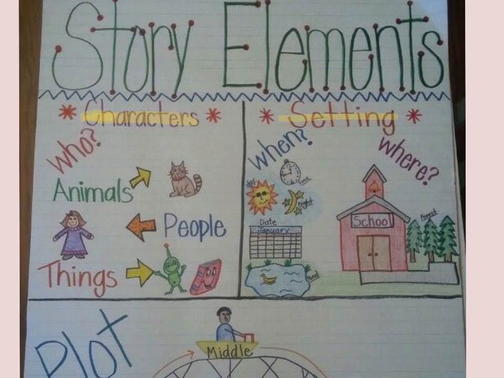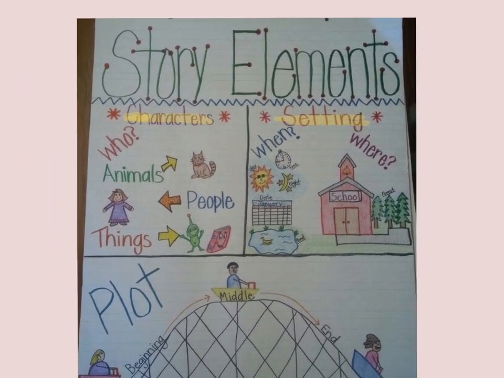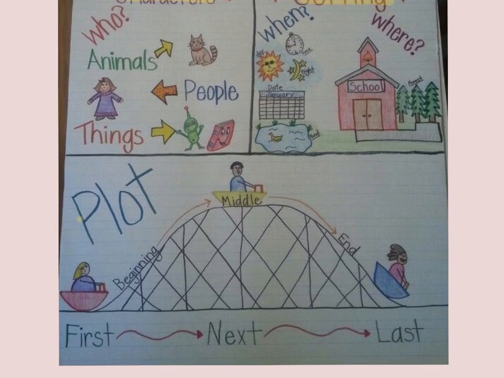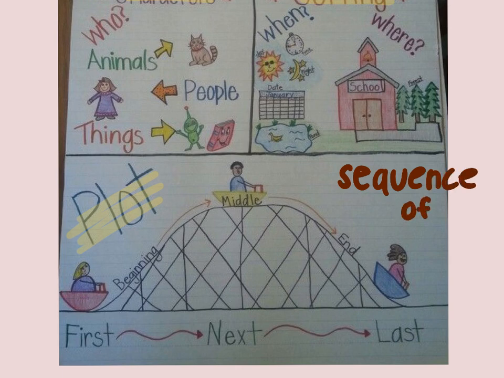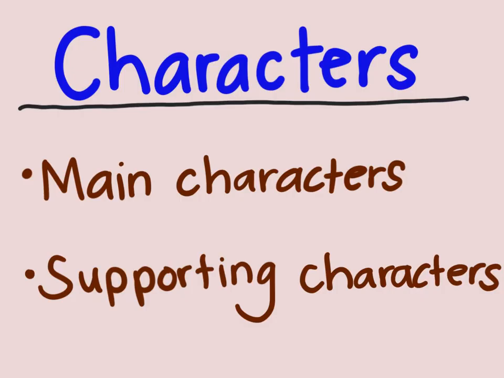Story elements also includes the setting. And the setting isn't just where it takes place, but it's also when it takes place. And then we also have the plot, which is the beginning, middle, and end. We can also use words like first, next, and last. And we also know this as our sequence of events.